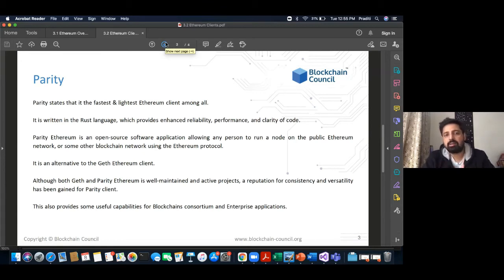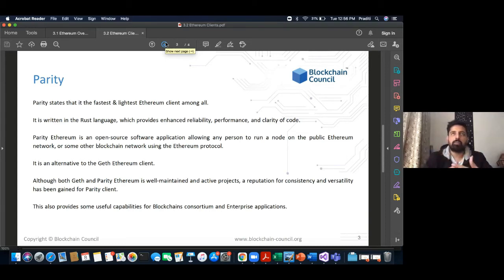Parity, which is another Ethereum client. Parity states that it is the fastest and the lightest Ethereum client among all. But if I talk about the ground level development, then most of the development that we do is using Geth, because Geth is good performance wise.